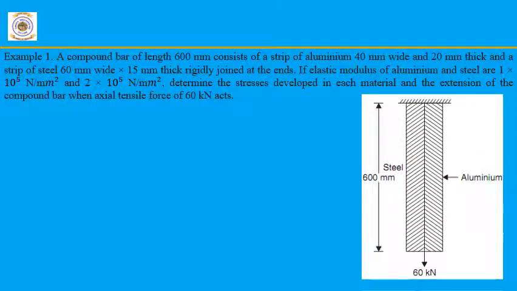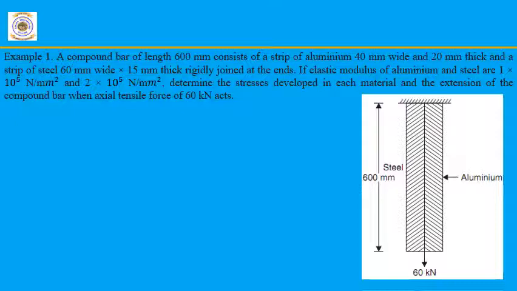A composite bar or compound bar of length 600 mm consists of a strip of aluminum 40 mm wide and 20 mm thick, and a steel strip of 60 mm wide and 15 mm thick, rigidly joined at the ends. If the elastic moduli of aluminum and steel are 1 into 10 power 5 Newton per millimeter square and 2 into 10 power 5 Newton per millimeter square, determine the stresses developed in each material and the extension of the compound bar when an axial tension force of 60 kilonewton acts. This is the given statement.